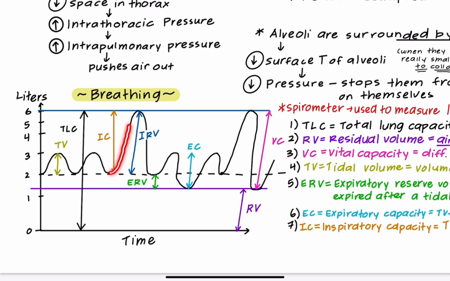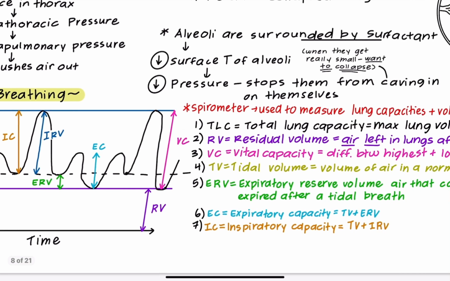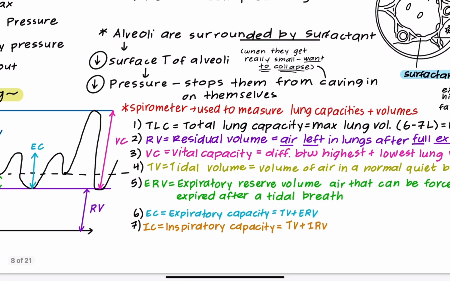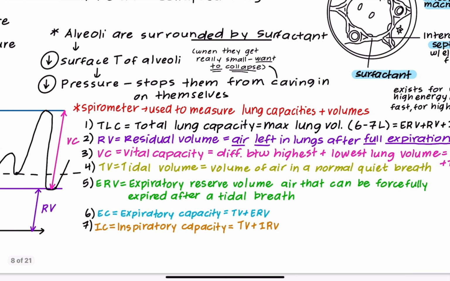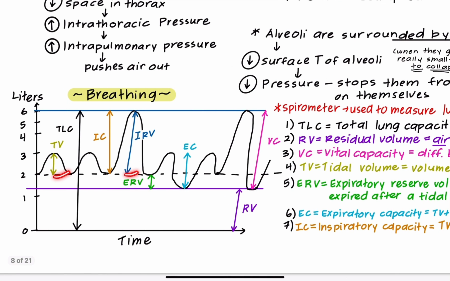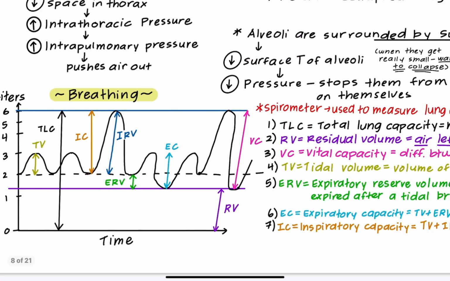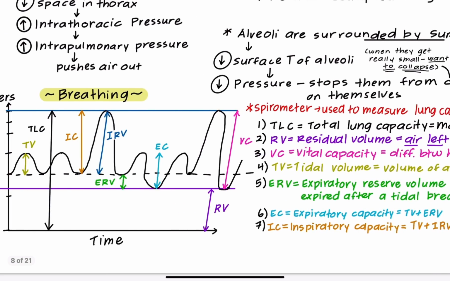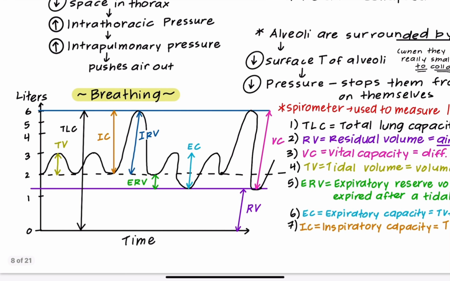If you breathe in until you can't get any more air into your lungs, now you're talking about the inspiratory reserve volume. So the inspiratory reserve volume is essentially the volume of air that can be forcefully inspired after a tidal breath. Okay, and when you talk about both of these things together, you're talking about the inspiratory capacity. This is essentially, like I said, the tidal volume plus the inspiratory reserve volume.